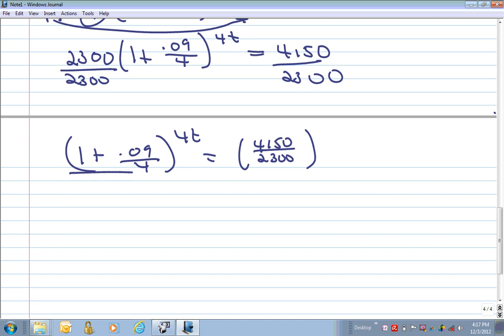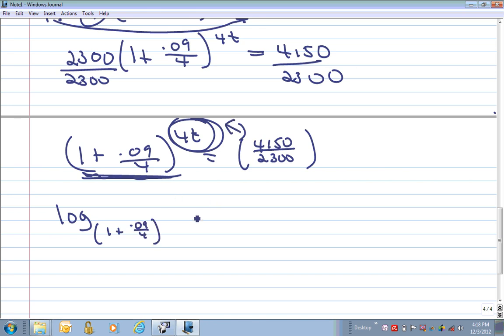Okay, at this point, I have this blob of information raised to this power, and this power has a variable in it. So I have an exponential equation. This is the base of my exponent raised to this power. So the base of my exponent is going to become the base of the log. So I'm going to remember to switch forms, and I'm going to write log, and the base will now be 1 plus 0.09 over 4. And then these two amounts are going to switch, so it's log to 4150 over 2300 equals 4t.